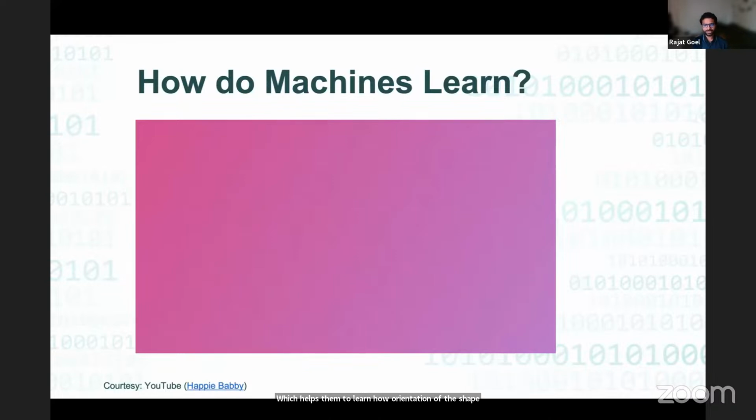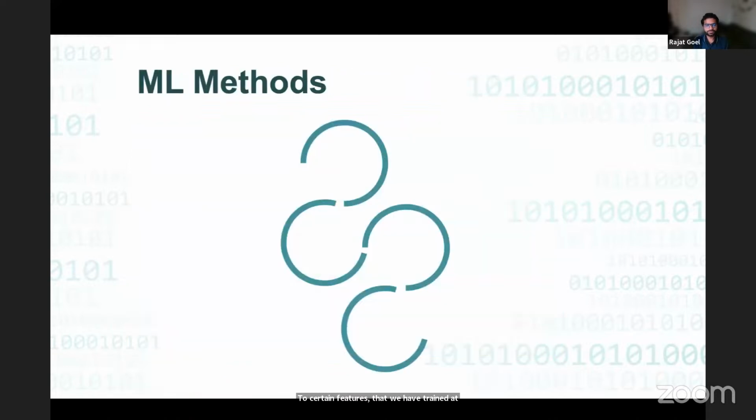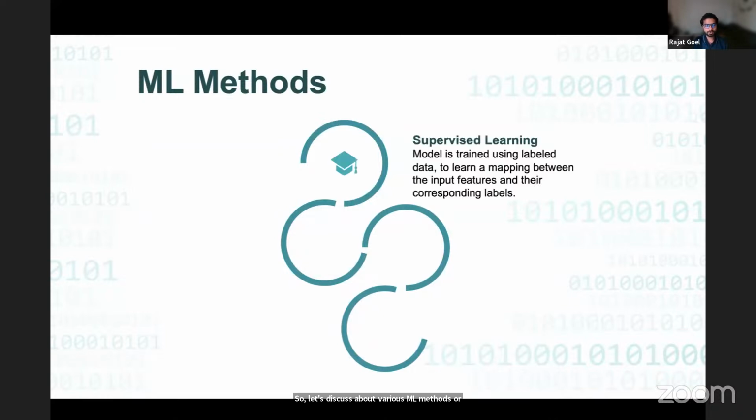Machines learn in the same way when they match the pattern with a given data set to certain features that we have trained it on. Let's see how. So let's discuss various ML methods or ML models that we have at our disposal.